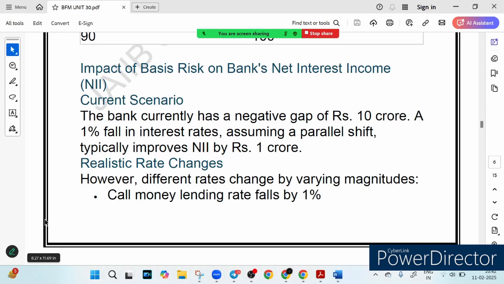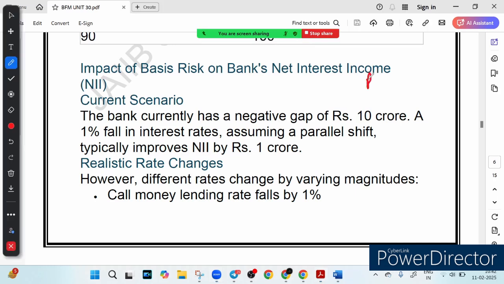Now, which means it has more interest bearing liability than interest earning asset, or we can say it has more rate sensitive liability, RSL, as compared to RSA, rate sensitive asset. Is it clear? So we can call it RSL and RSA. These terms will be frequently used. So when I say RSL, it means rate sensitive liability and RSA means rate sensitive asset.